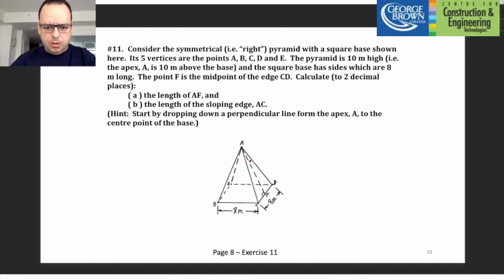Now, the first length here is AF, which is along the sloping edge here. And it's along the face, I should say. The second length is this sloping edge, length AC. Now, that is a mess. Imagine you're trying to talk to somebody by text or, for example, by email, describing how to solve this question.